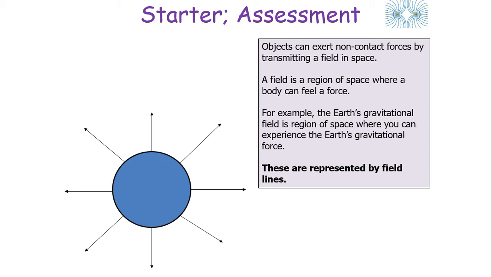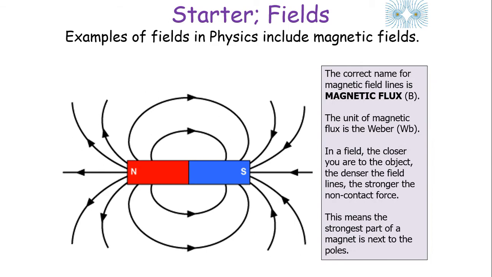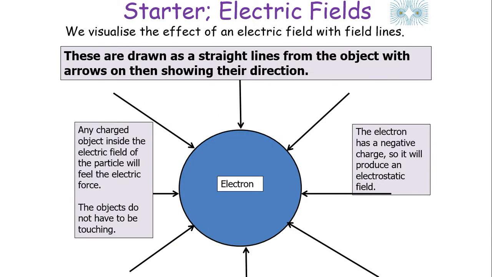Now, objects can exert non-contact forces by transmitting a field in space, and a field is a region of space where a body can feel a force. So, for example, the Earth's gravitational field is the region of space where you can experience the Earth's gravitational force, and these are represented by field lines. Examples of fields in physics include gravitational fields and magnetic fields, as shown in these particular diagrams.